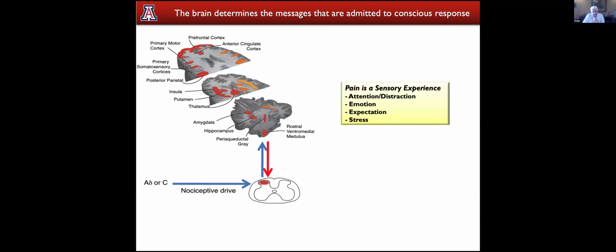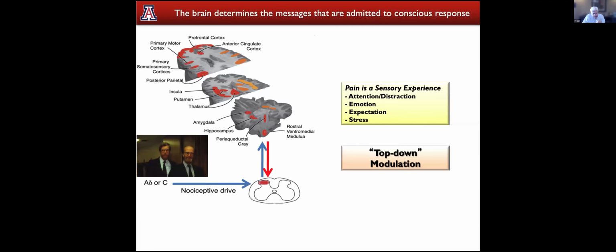So now we recognize that pain, of course, is a sensory experience, and it's modulated by many factors: attention, distraction, emotion, expectation, stress. All of these can change the consequences of nociceptive input. And so that started to lead to the concept that the brain itself can control, in many ways, the output of the spinal cord that leads to the perception of pain. And here's a nice photo of a young Howard Fields, along with Pat Wall, as these concepts were being introduced.